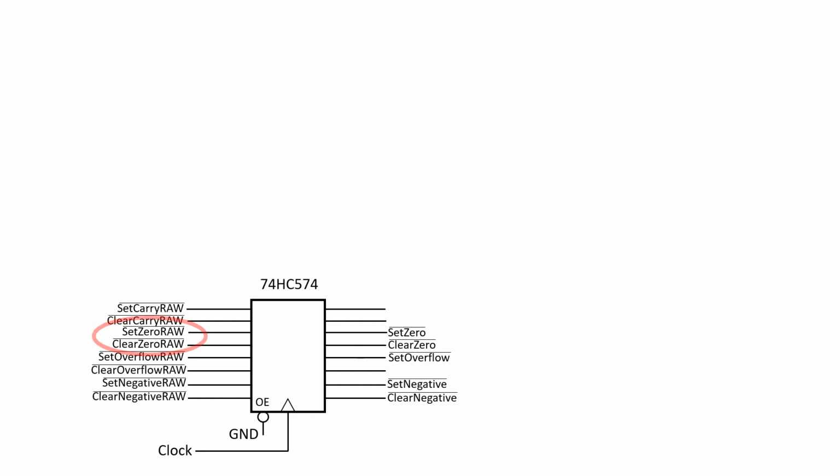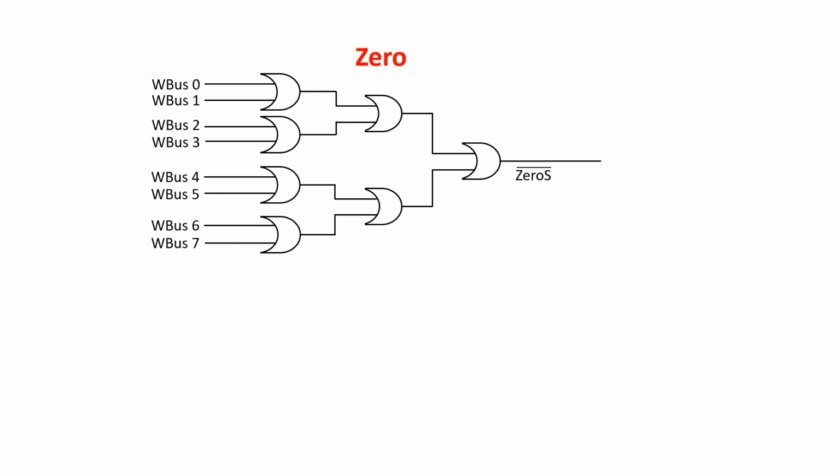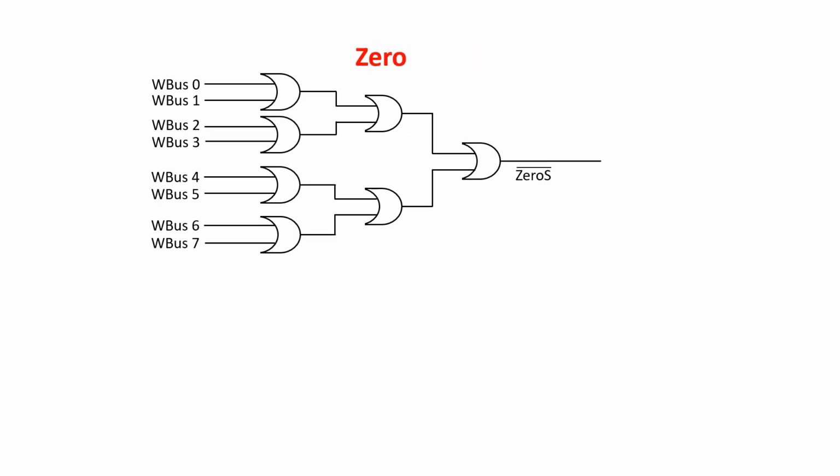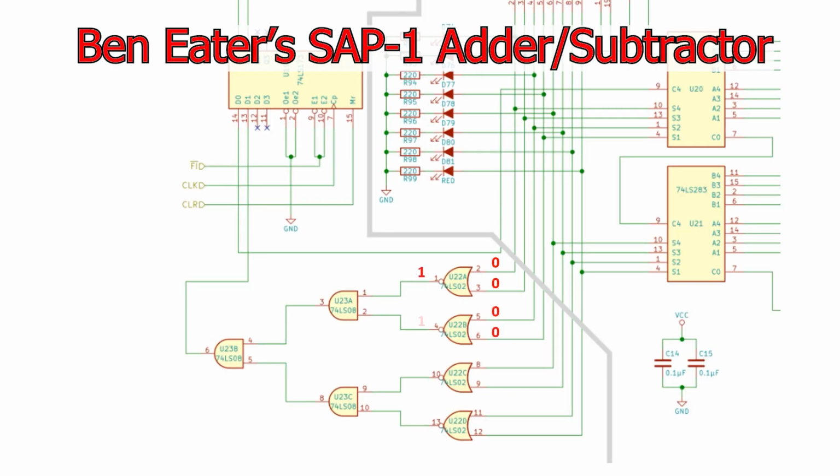Okay, let's start off with 0. I'm going to use this tree of OR gates to generate the 0 signal. I need to connect it up to the W bus, so I can detect 0 from both the ALU and the shift-right logic. When all the inputs on the left are 0, the output on the right will be 0 as well. But if any or all of the inputs are 1, the output will be 1. It's essentially acting as an 8-input OR gate. This is a little different to Ben Eater's design, but it's serving the same purpose.